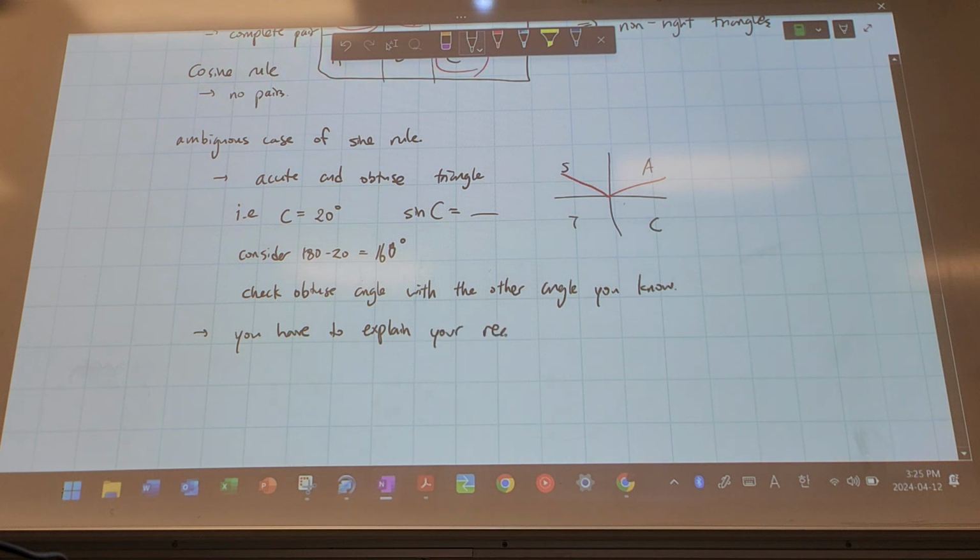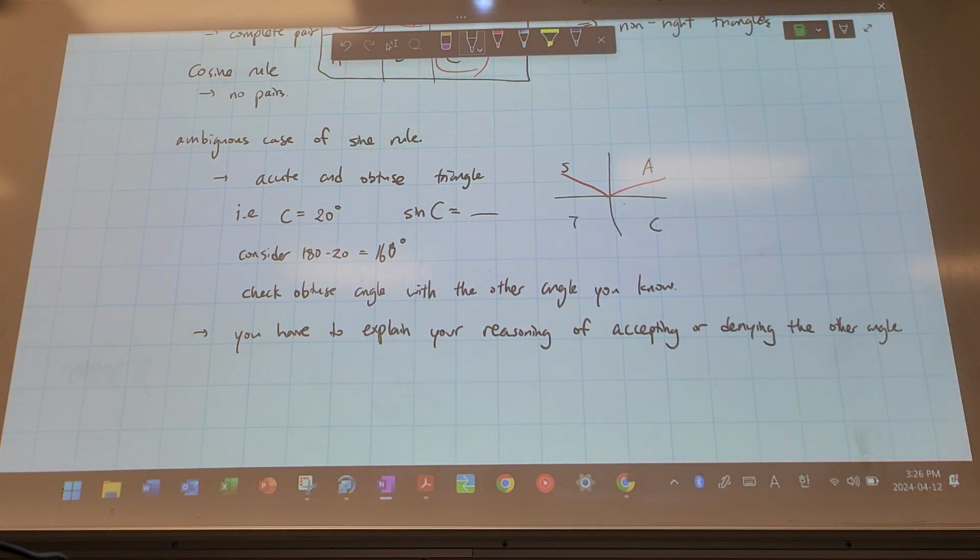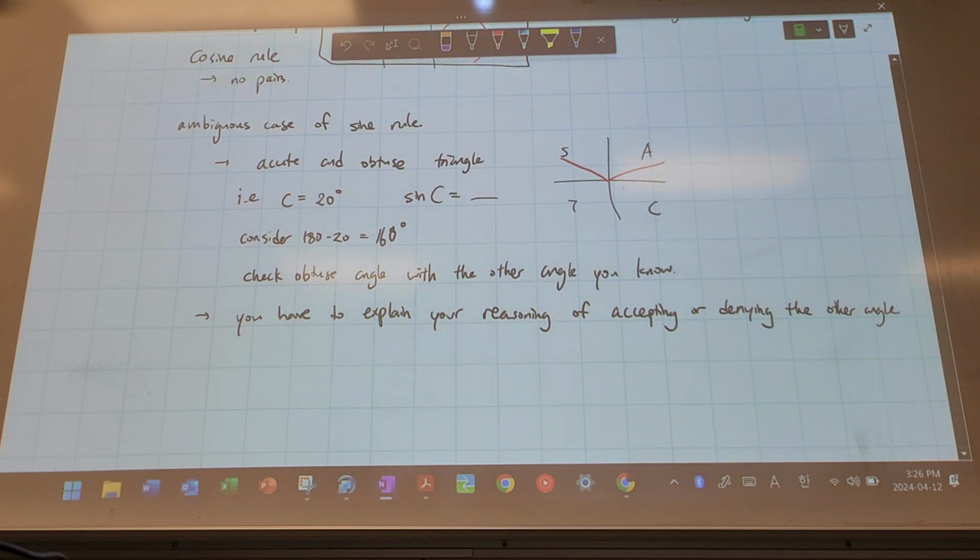your reasoning of accepting or denying the other angle. Okay. So it's not enough, even if there's actually just one answer, to just say one answer and that's it, because then you're going to lose the reasoning points, right? You have to go through the process of checking the other angle and showing that it is greater than 180 degrees. That's why it's not working. Does it make sense? I've seen this mistake in a lot of people's work, so make sure you have that in mind.